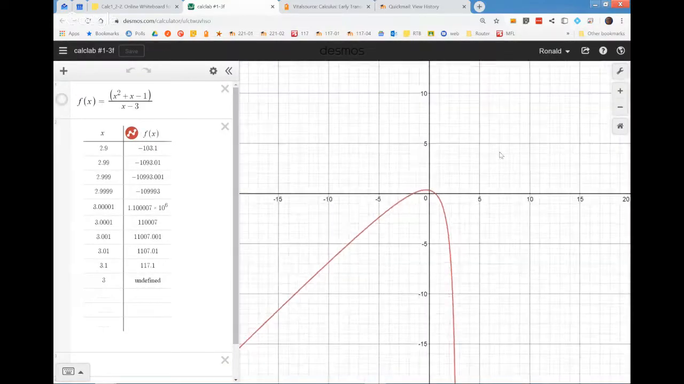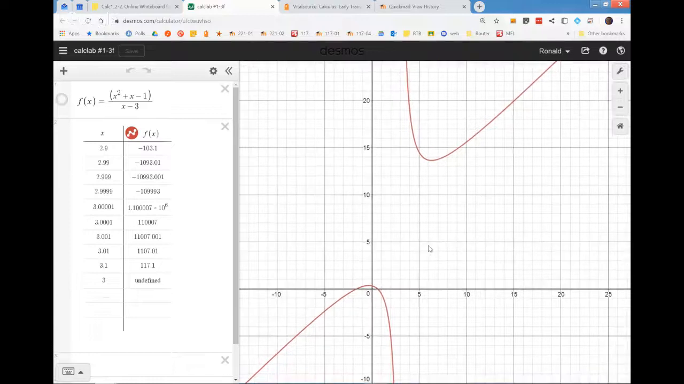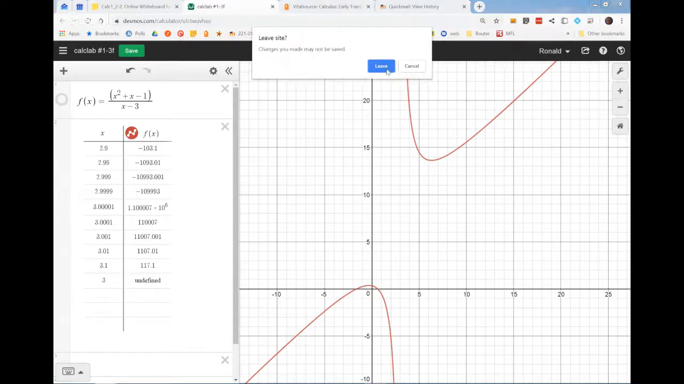Let me make this a little smaller so that you can see on the left side, as you get closer to 3 from the left, this thing is dipping forever downward, negative infinity. On the right side, as you're getting closer to 3 from the right, this thing is getting huge. As we get real close to 3 here, it's going way up, positive infinity. They'll never meet. Okay.